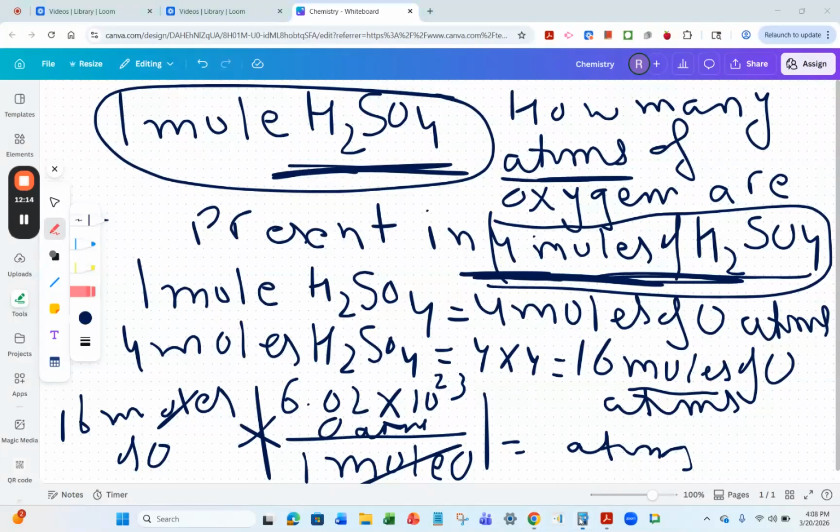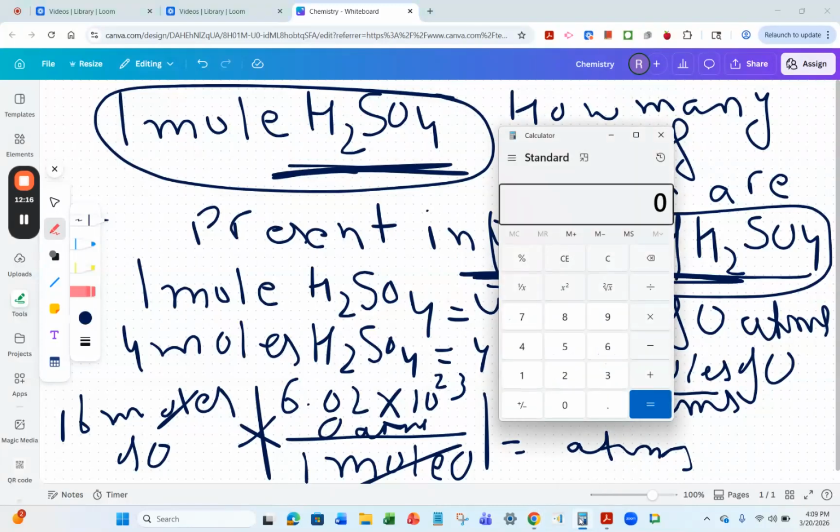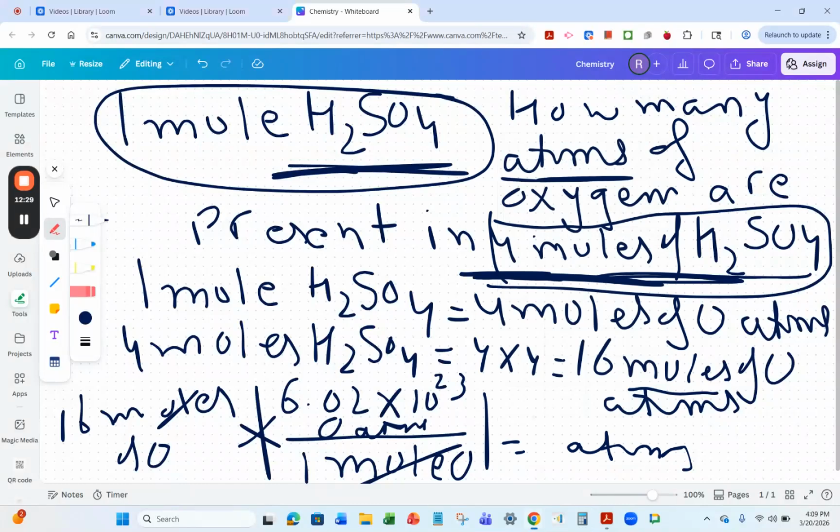I can show you the calculations here. 6.02 times 16 is equal to 96.32. The answer is 96.32 times 10 raised to the power 23 atoms. So this is for atoms.